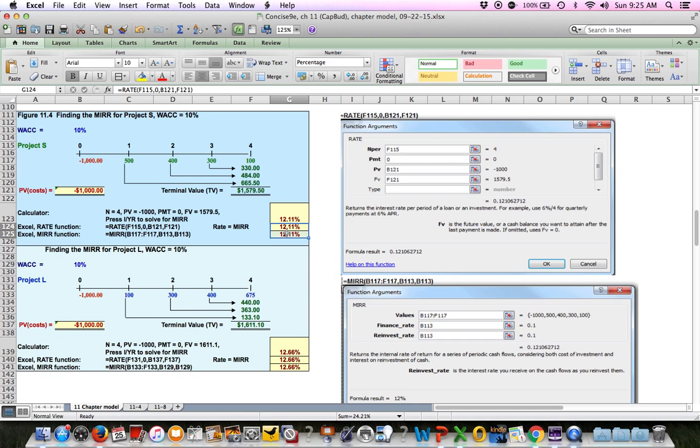Oops, I've got to hit escape. There we go. Okay, they're both doing the same thing for us. They give us the same answer, just so you know.